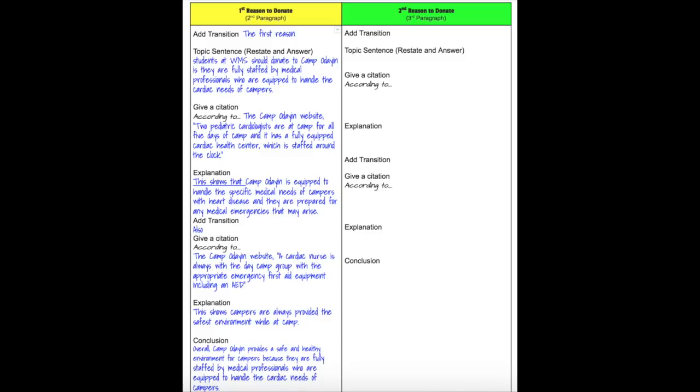So the first part that I did was I said the first reason, because that's what I'm discussing, the first reason students at WMS should donate to Camp O'Dayan is they are fully staffed by medical professionals who are equipped to handle the cardiac needs of campers.